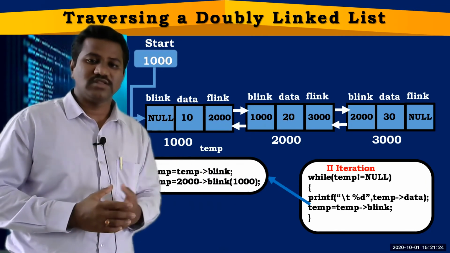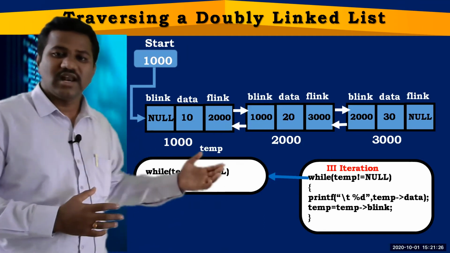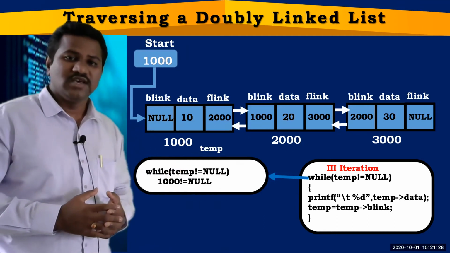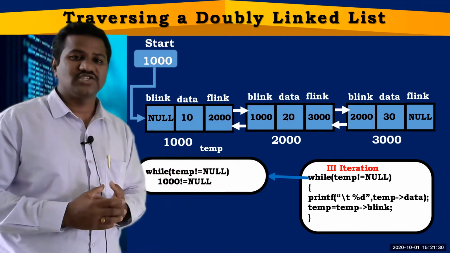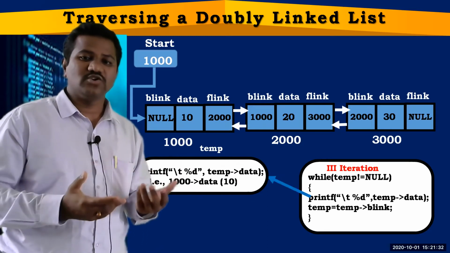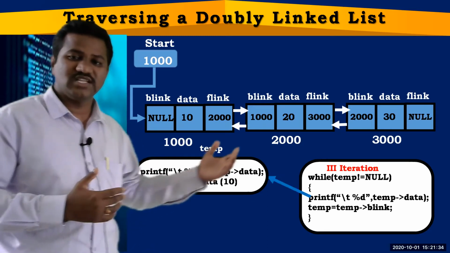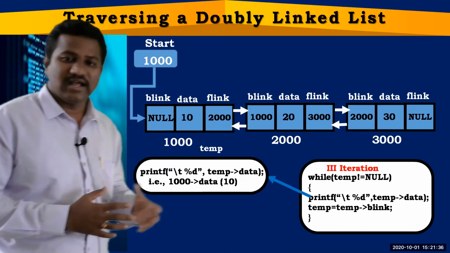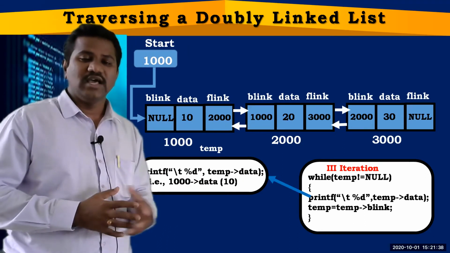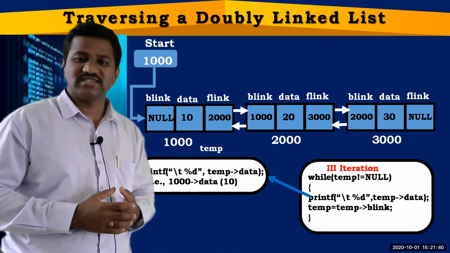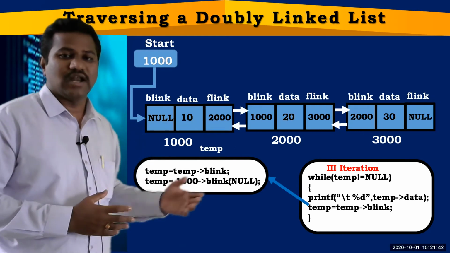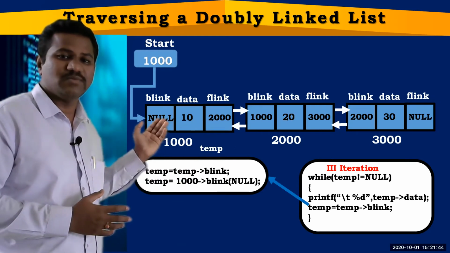Now, again, temp contains 1000. We'll be entering into the third iteration: while temp not equal to null means 1000 not equal to null. Condition is going to be true. Condition true means again it enters into the while loop. Inside this while loop, I'm going to print the data, and that is 10. After that, I'm going with the instruction: temp is assigned with temp backward link. That is, 1000 backward link will be having null.